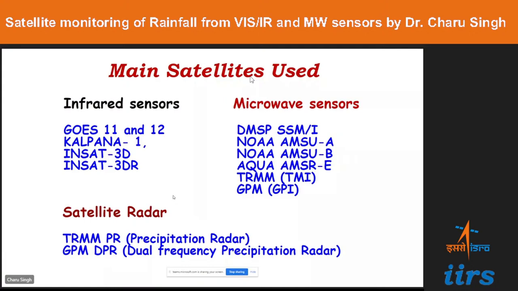And if we are interested in monitoring rainfall from the infrared sensors, specifically over the Indian region, we can go for INSAT 3D or 3DR. Apart from that, we have these satellite estimates available from the microwave sensors. These microwave sensors are on board the polar satellites. So all the satellites listed here, DMSP, NOAA, Aqua, TRMM, GPM, are polar satellites, and TRMM was one of the low inclination satellites.